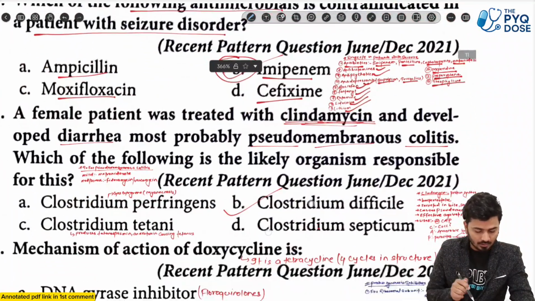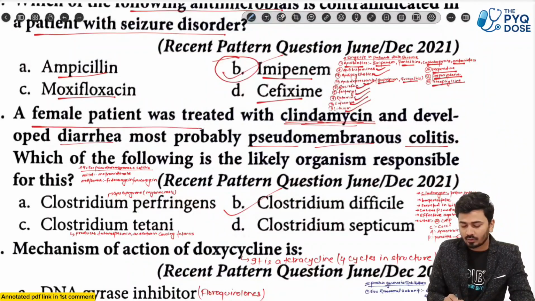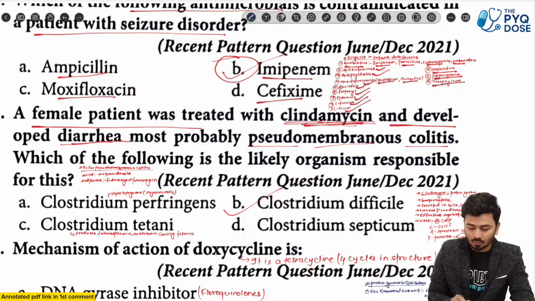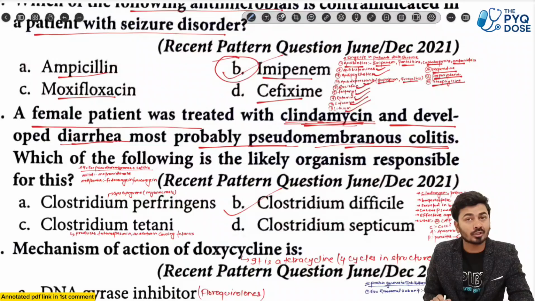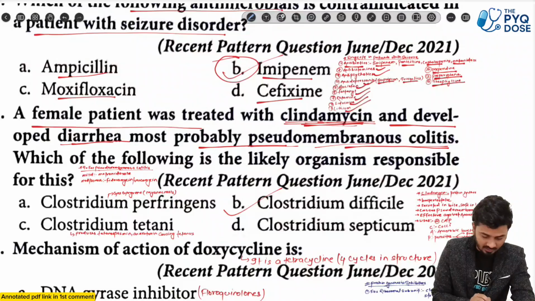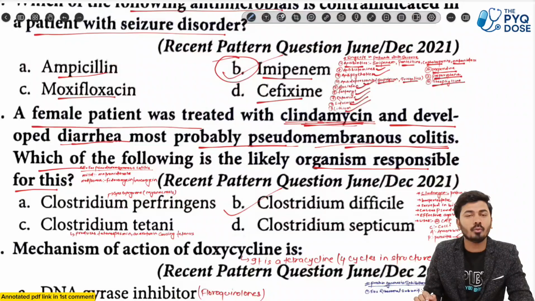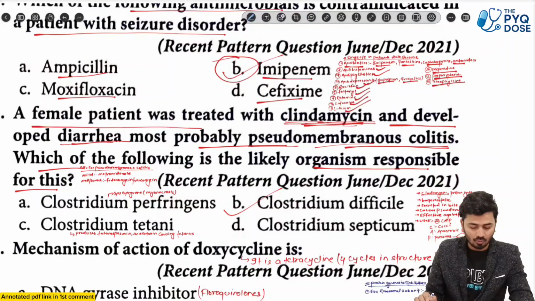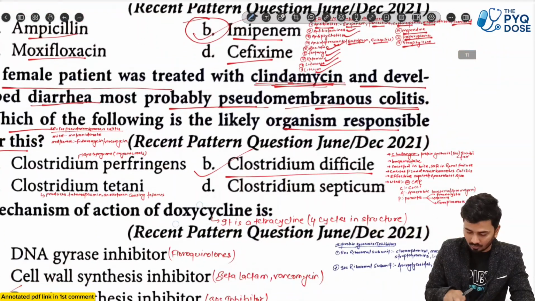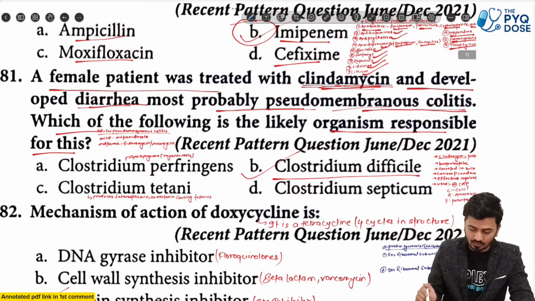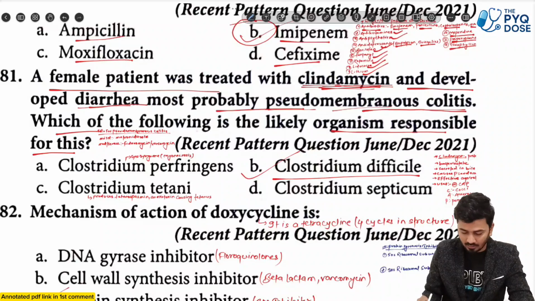Okay, so let's move next. A female patient was treated with clindamycin and developed diarrhea, most probably pseudomembranous colitis. Which of the following is the likely organism responsible for this? For pseudomembranous colitis, there will be Clostridium difficile responsible for this. Clostridium difficile will generally be responsible for pseudomembranous colitis.